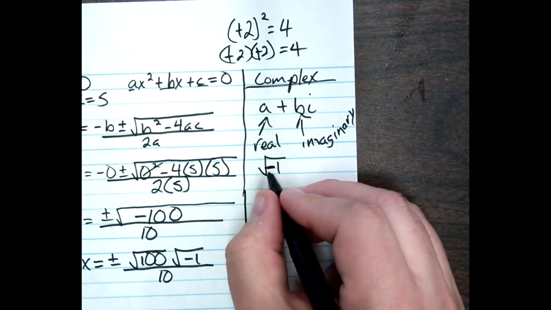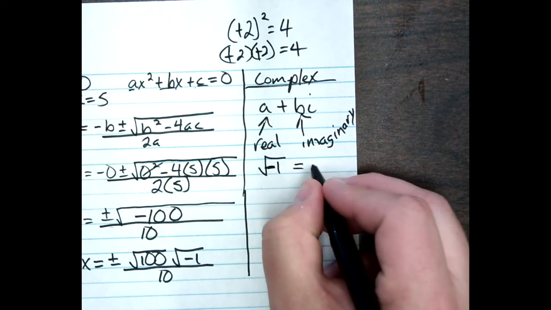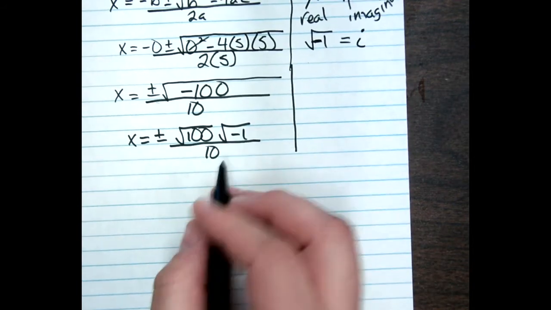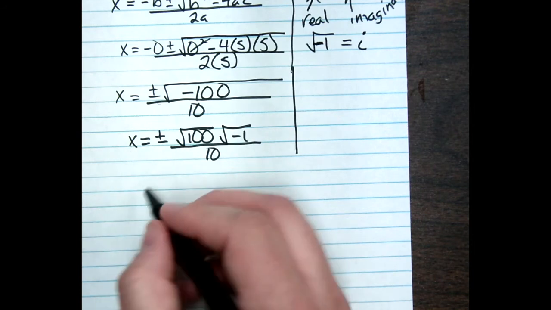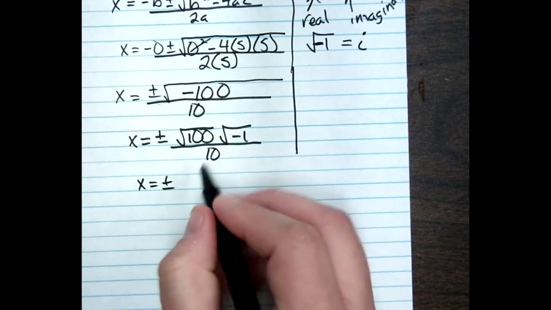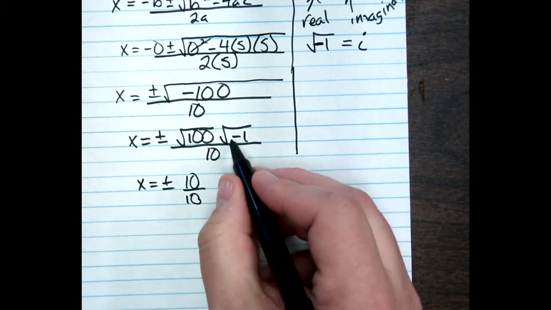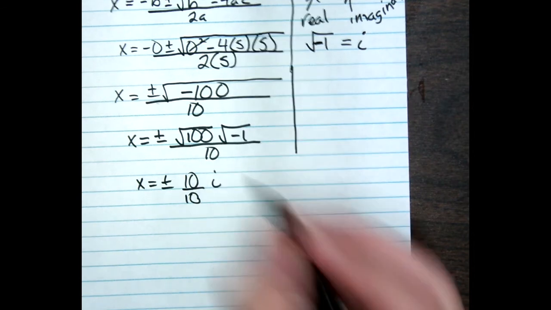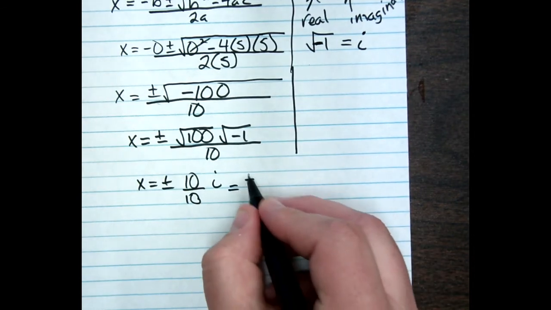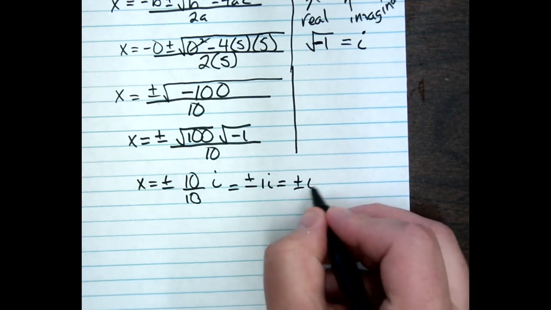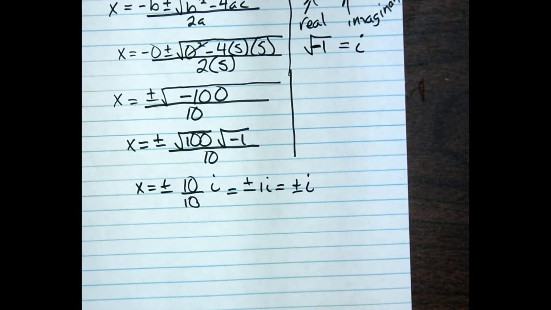So whenever I run into the square root of negative 1, I think that must be some value i. We use i because we're imagining that it's something. So if I come back to my problem, I can continue by saying x is equal to plus or minus the square root of 100, which is actually 10, over 10, and then the square root of negative 1 is just i, so plus or minus 1i, or just plus or minus i. And that's a good answer.